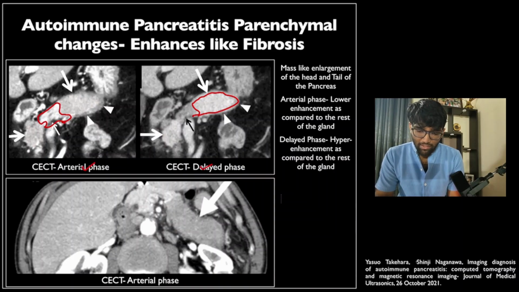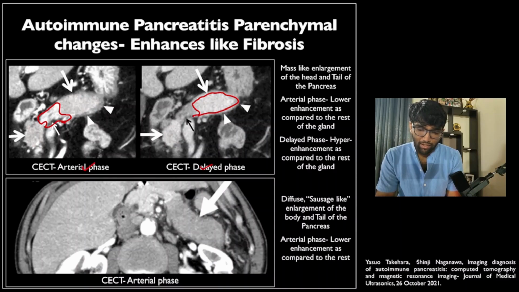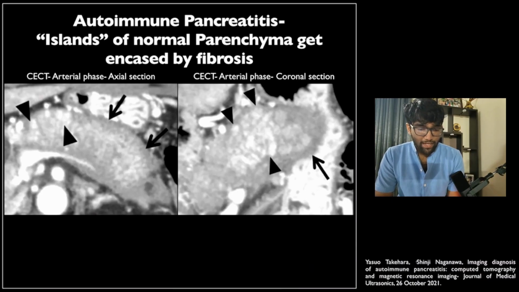In the image in the lower half of the section, we see the characteristic sausage-like enlargement of the body and tail of the pancreas. The arterial phase enhancement is very well appreciated in the pancreatic head and uncus here, whereas the pancreatic mass is not enhancing. Okay, so it will probably enhance later in a delayed phase image. So again, these two are highly specific and help in differentiating quite easily. So this is the mass, and it is showing decreased enhancement as I've shown. Now, second is islands of normal pancreas get encased within the fibrosis.